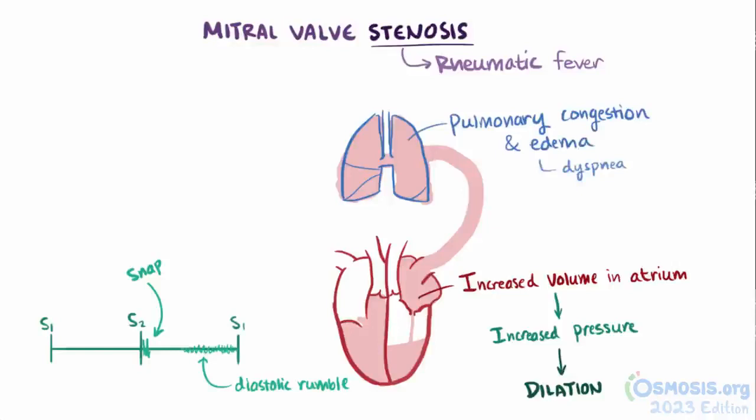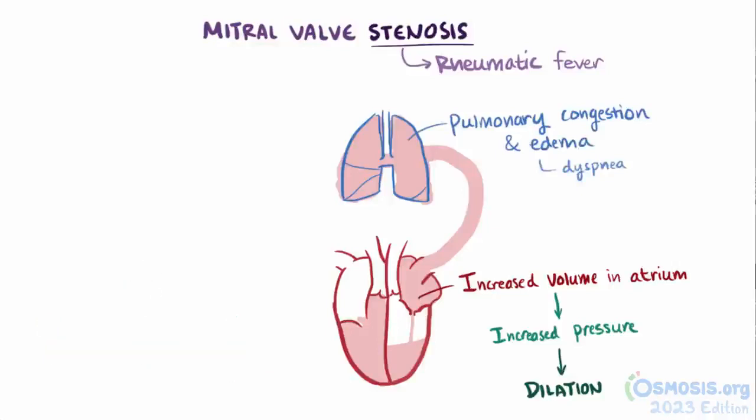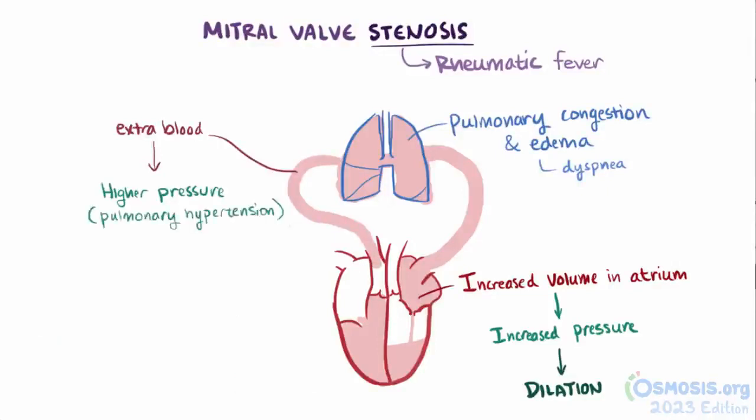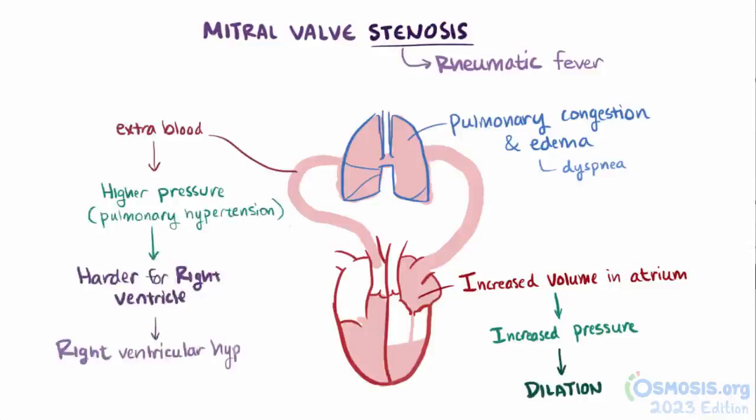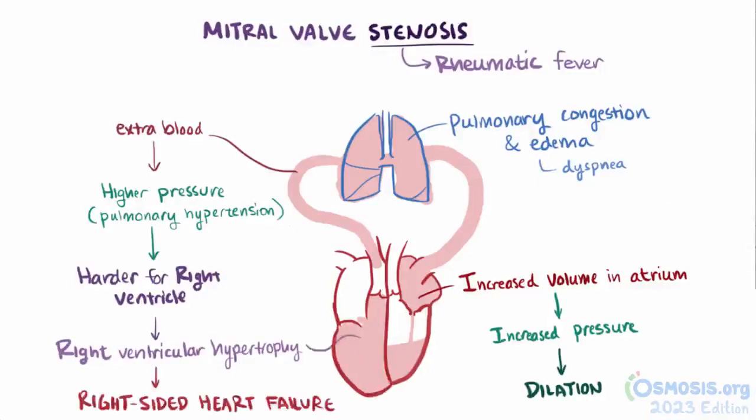dyspnea or difficulty breathing. All this extra blood volume in the pulmonary circulation causes higher pressures in the pulmonary circulation, or pulmonary hypertension, which can ultimately make it harder for the right ventricle to pump blood to the lungs, and over time the right ventricle can hypertrophy and ultimately fail, which is called right-sided heart failure.